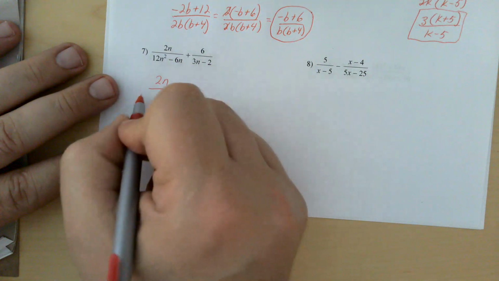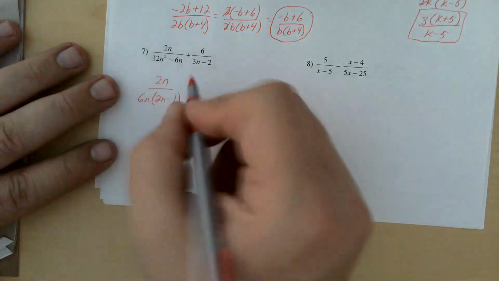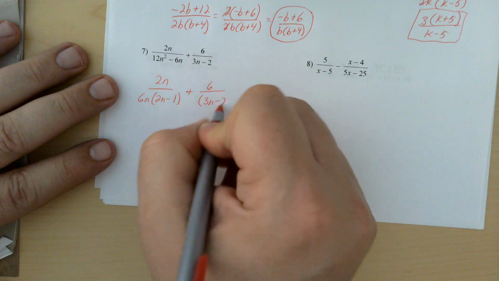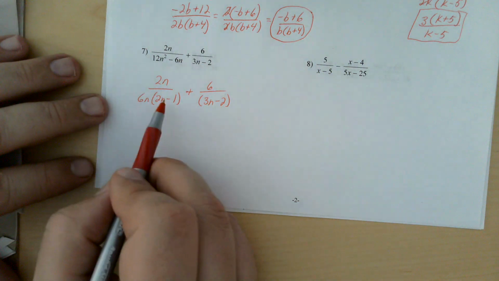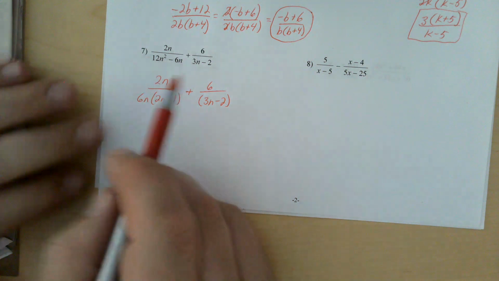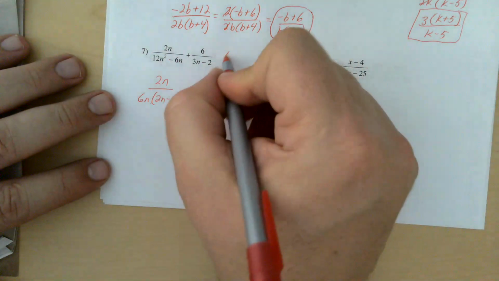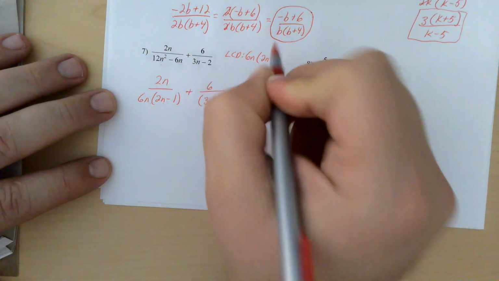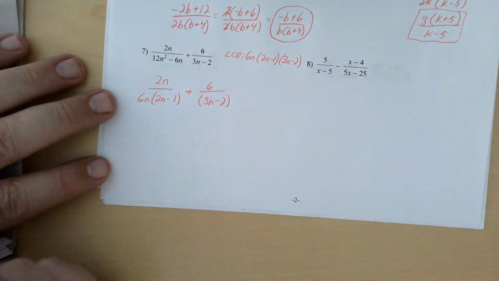So for number 7, I'm going to factor out a 6n. So 2n minus 1 is a factor. Over here, I'm going to have just a 3n minus 2. Okay, so now, a little bit harder because there's nothing in common. There's nothing that we have when I factor that's going to be the same factor. So my LCD must contain a 6n, it must contain a 2n minus 1, and it must contain a 3n minus 2. So all three factors must be part.